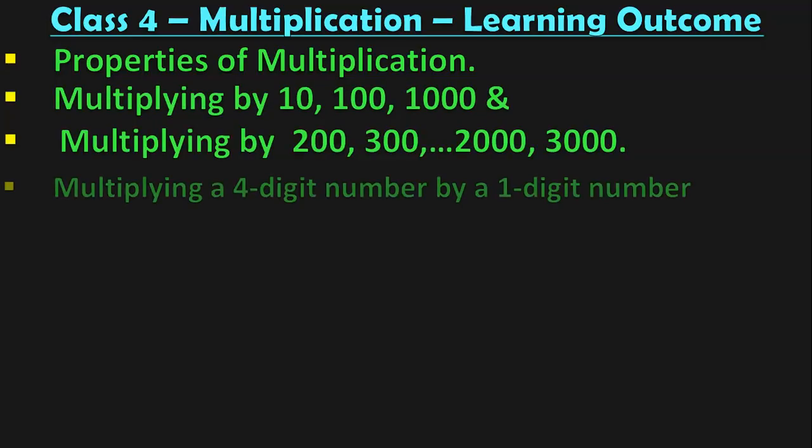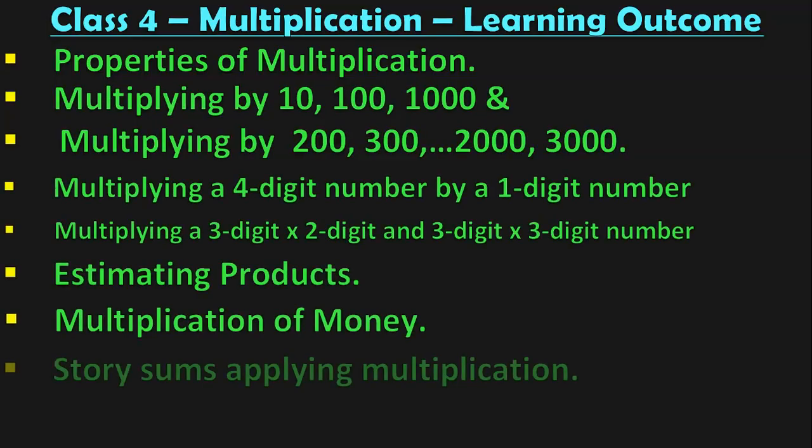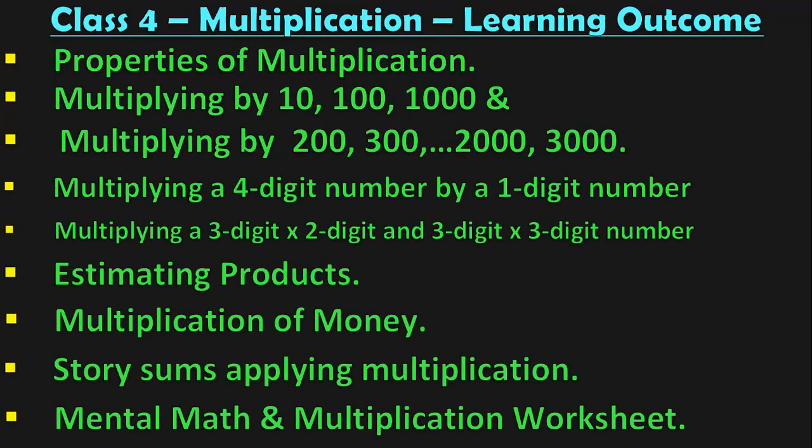Dear viewers, these are all the learning outcomes in class 4 under the topic multiplication, of which I have covered the topic properties of multiplication, multiplying by 10, 100, 1000, multiplying by 200, 300 up to 2000, 3000, multiplying a 4-digit number by single-digit number, multiplying a 3-digit by 2-digit and 3-digit by 3-digit number, estimating products, multiplication of money, story sums, and now in this video we saw mental math and multiplication worksheet which covered all the topics that the children have learned so far in class 4.